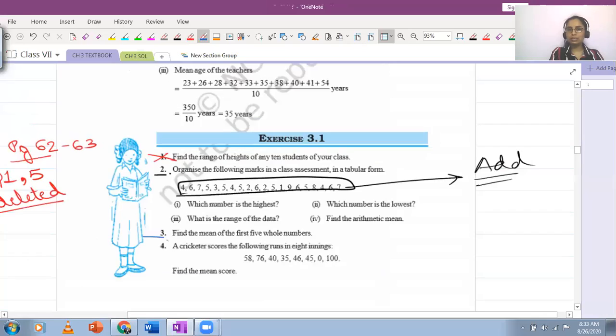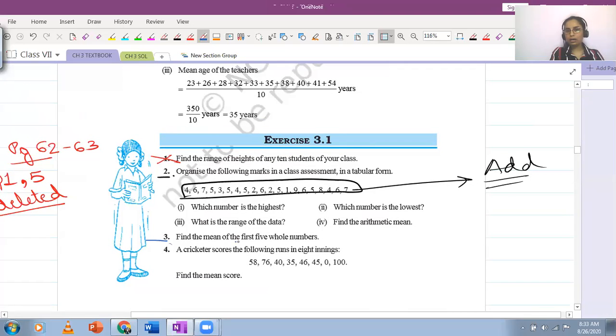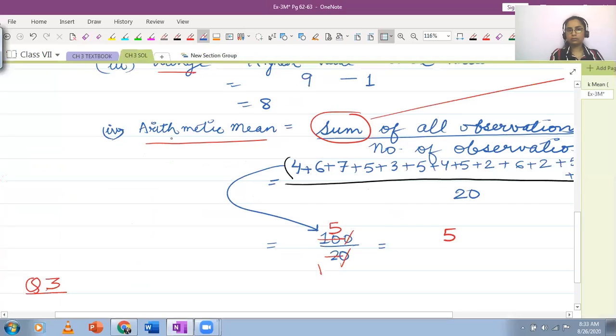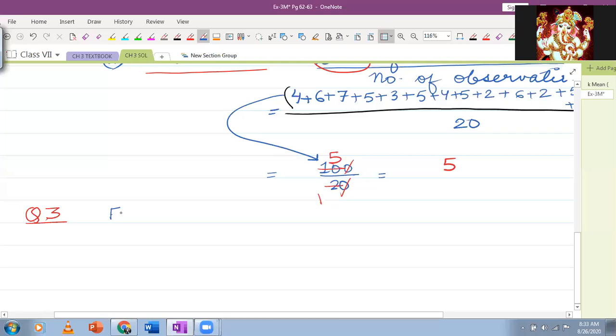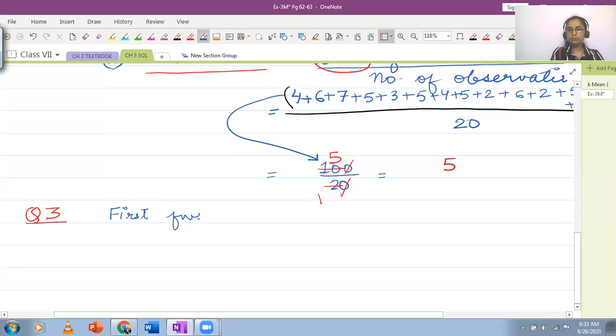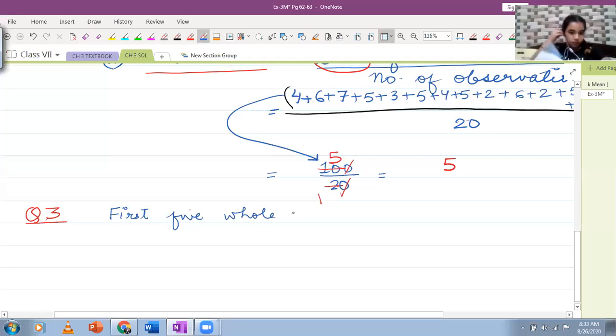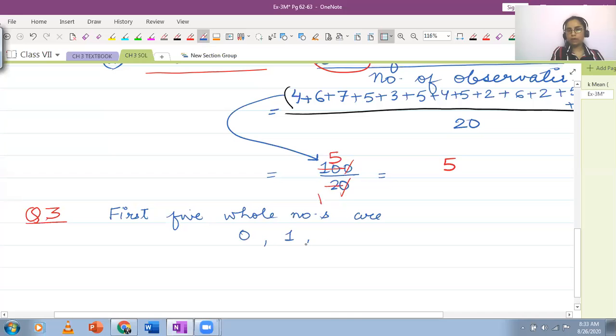Here the list is not given. What have they said? First 5 whole numbers. So are you aware of the first 5 whole numbers? 0, 1, 2, 3, 4. So I want you to write those numbers first. First 5 whole numbers are 0, 1, 2, 3 and 4.